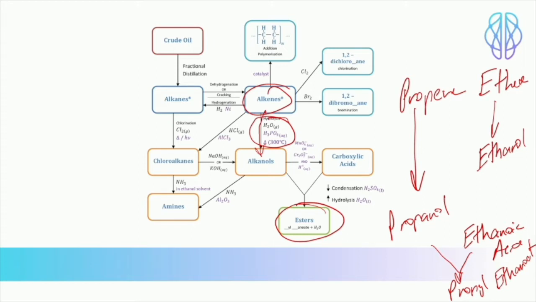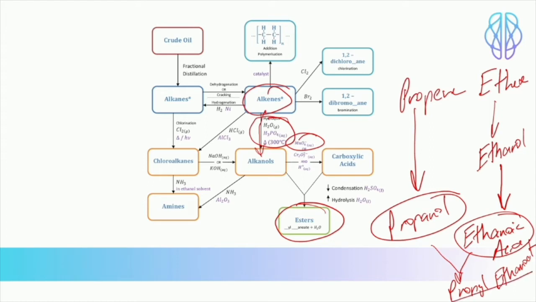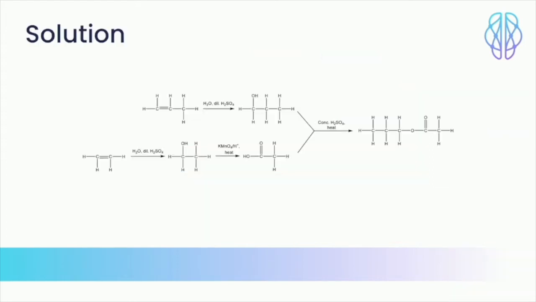And then it undergoes an oxidation reaction with potassium permanganate, or the permanganate ion, to form the carboxylic acid. Then propanol and ethanoic acid under reflux will form propyl ethanoate. So here's exactly that represented diagrammatically. So we'll work through it systematically.